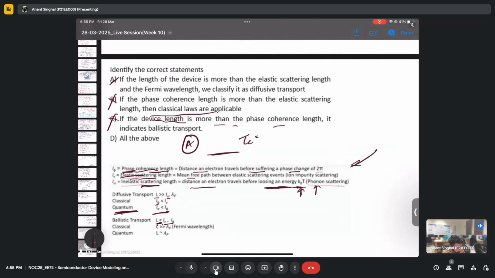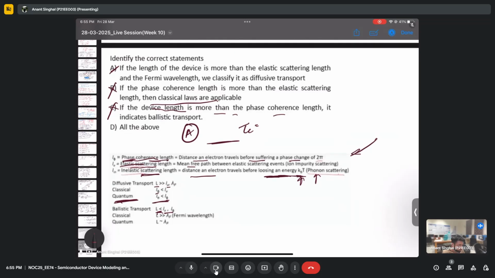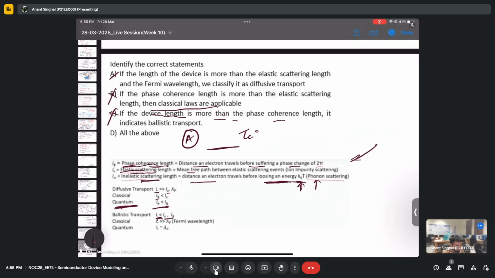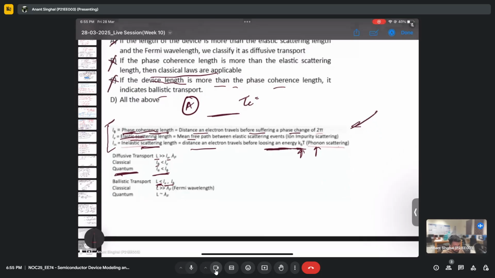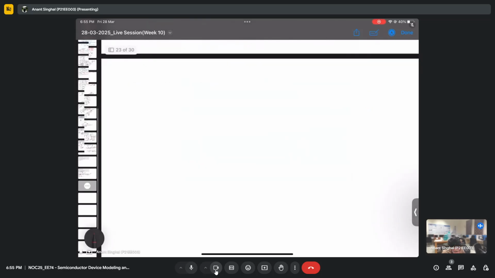You just need to read about these three things in detail, but the main thing is that these three are the lengths we use to describe whether the transport in any device is ballistic or coherent. Ballistic means bullet-like, so a single direction transport. In a MOSFET we don't want ballistic transport because the electrons are scattering in all directions, so we have drift diffusion there. We have read all about it. Let's see some more problems.